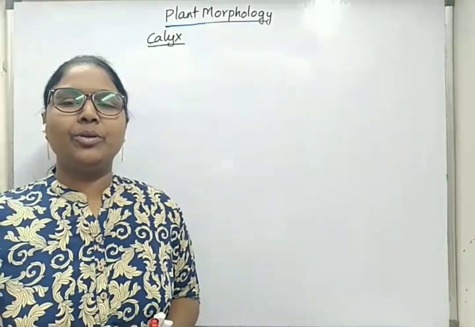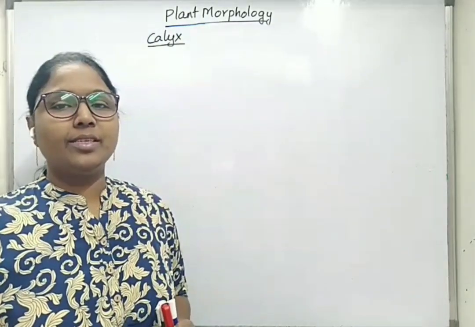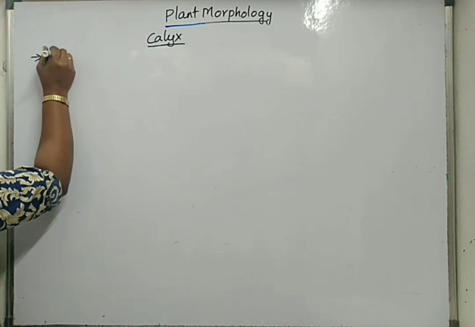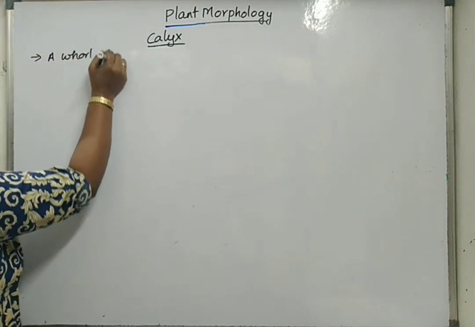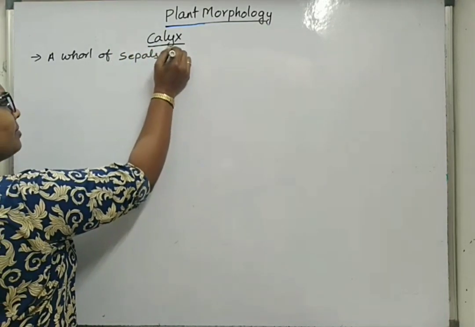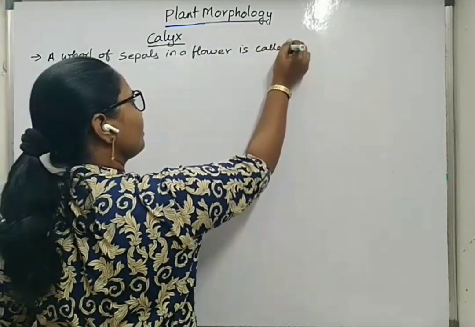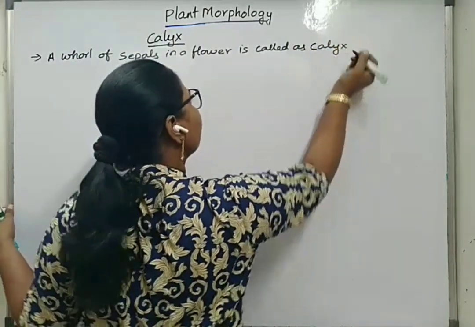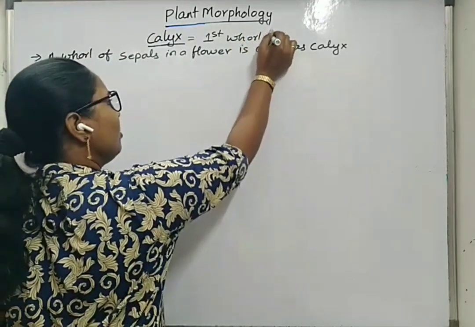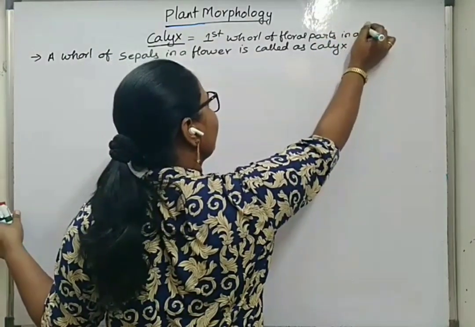Hello students, now we will learn about calyx, the whorl of sepals in a flower, or said as the first whorl of the florets of a flower. Calyx is the first whorl of floral parts in a flower.